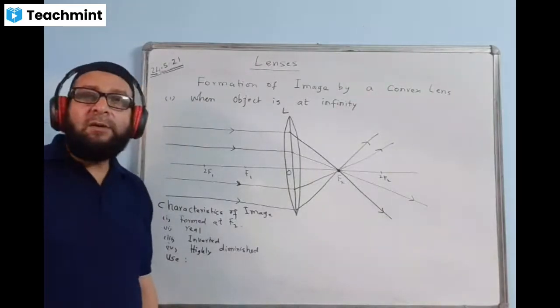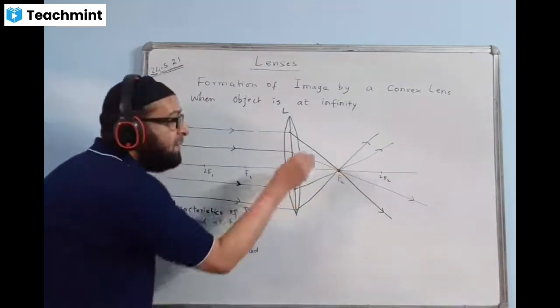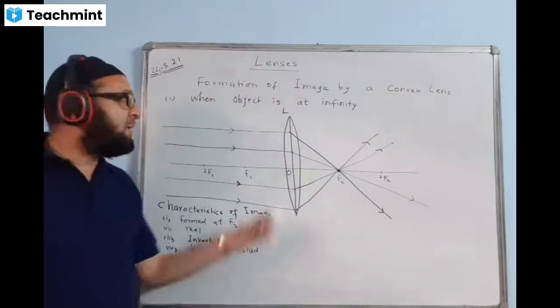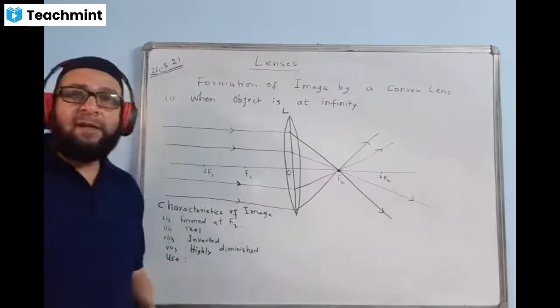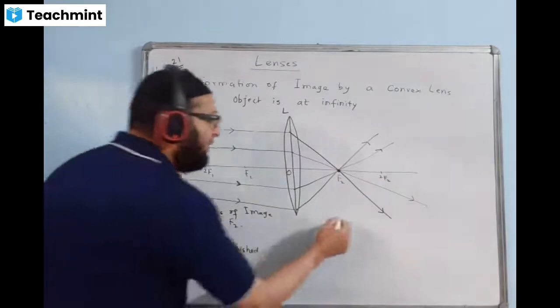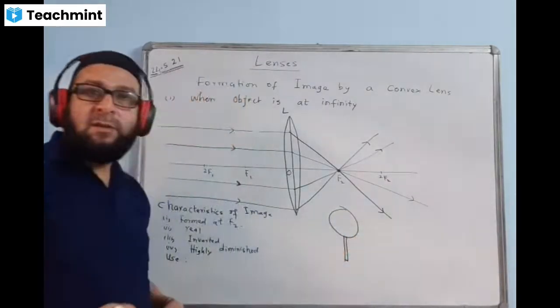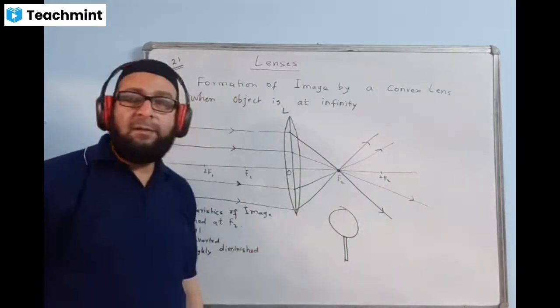If they ask to draw a diagram to show that the convex lens is a converging lens, this is the diagram. All the rays are converging, focusing at that point. I think you all must have seen a magnifying glass. Have you seen a magnifying glass? A magnifying glass is nothing but a convex lens.